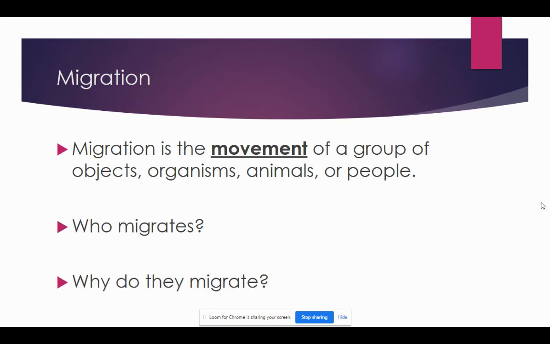And then why do they migrate? What will cause a group of people to leave one area for another? What will draw people into one area? And it doesn't necessarily have to be people. You can also think about animals that might migrate. Why do animals leave one place for another? What would make one place more appealing to an animal over another?